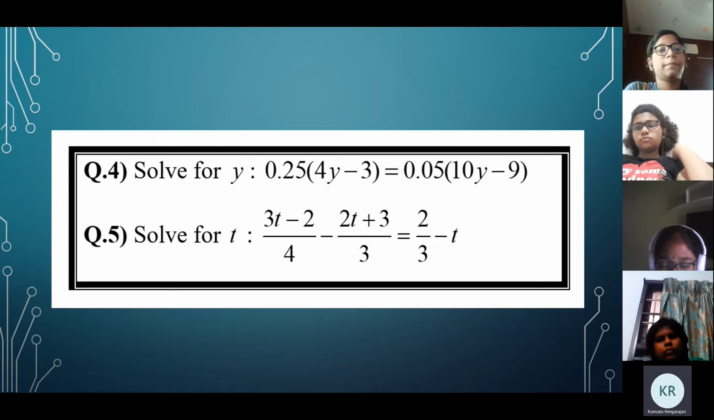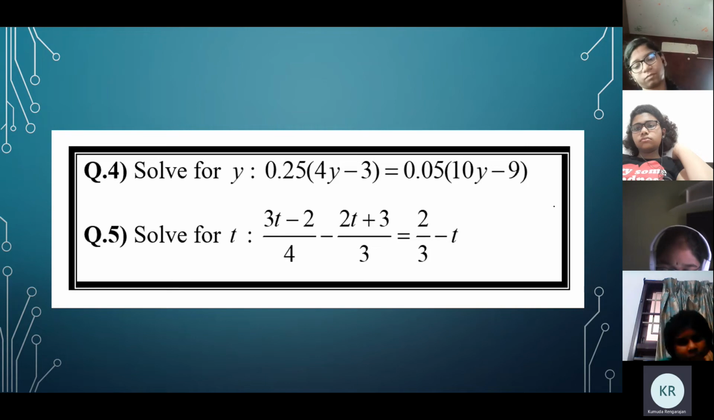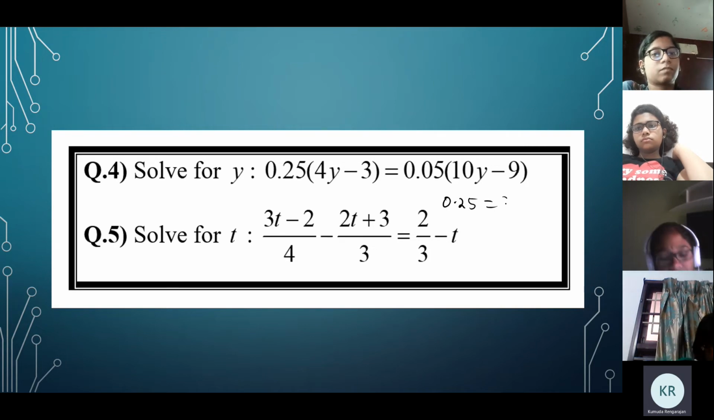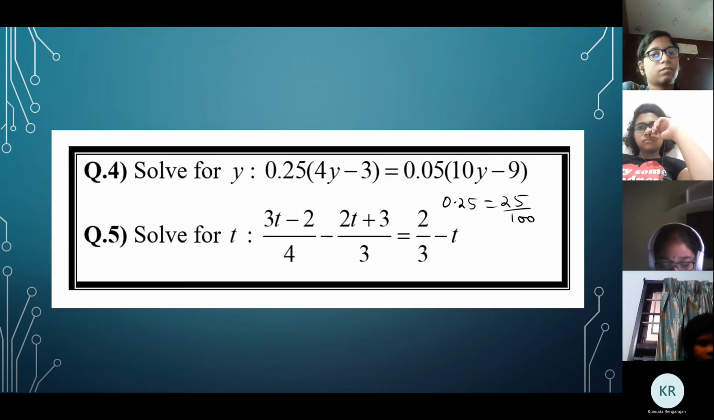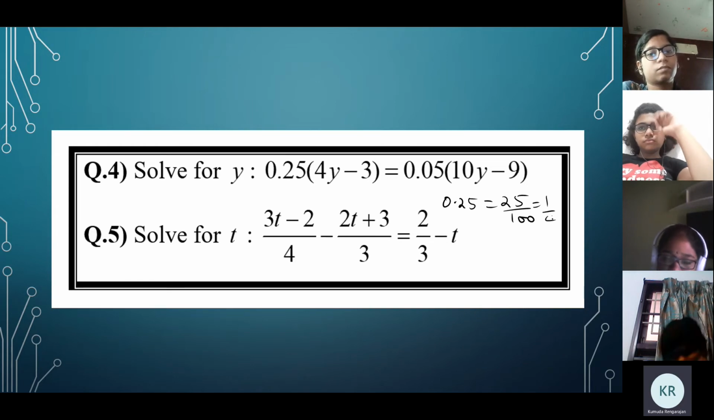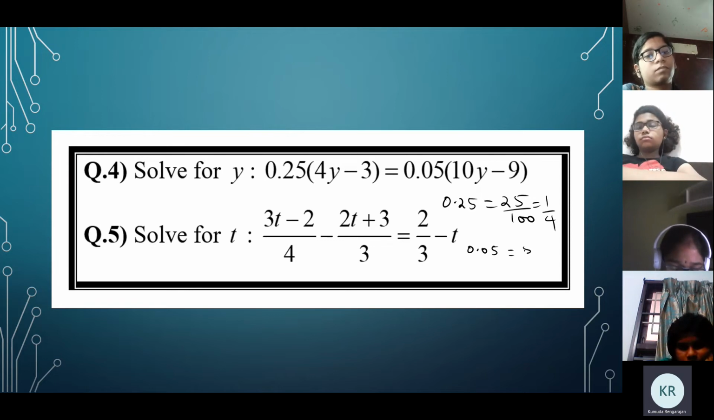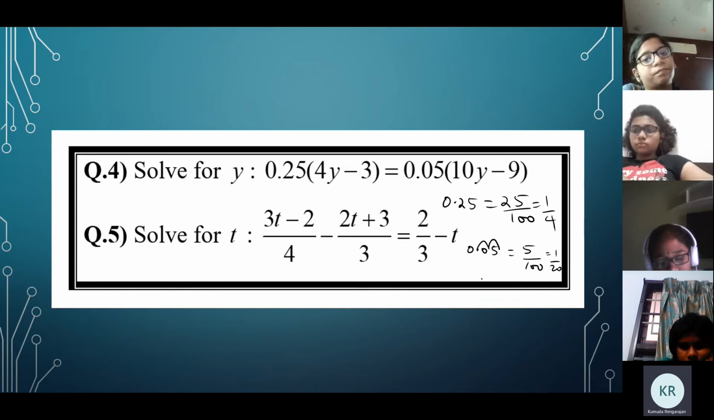Ma'am, 1 by 20. Correct. So 0.25 is nothing but 25 by 100, which simplifies to 1 by 4. 0.05 is 5 by 100, which is 1 by 20. Children, see here, 2 places we'll have to shift. 2 places, 1, 2. So 2 zeros, 100.